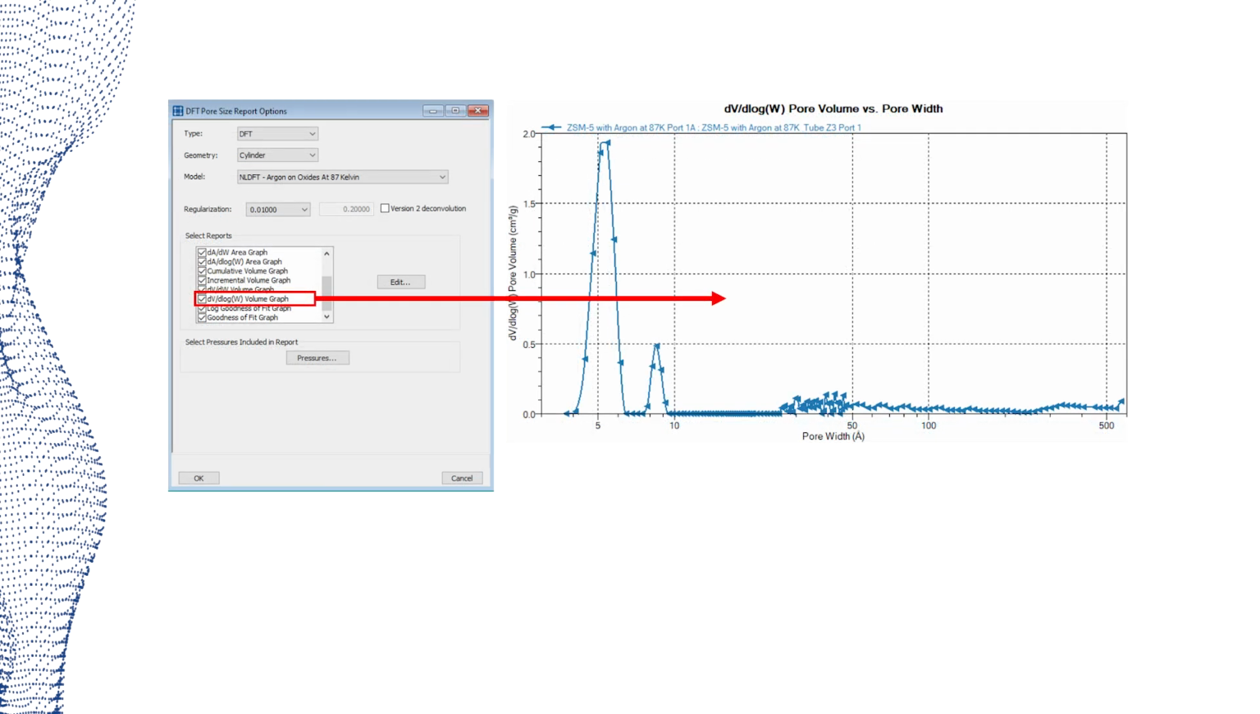Next up is differential volume over differential log width, pore volume versus pore width. Once again, this follows the same convention of what we saw earlier with the pore area. However, this time we're looking at pore volume. In general, this trend should remain the same, with the main difference being that we're looking at it in a logarithmic x-axis compared to the previous plot.